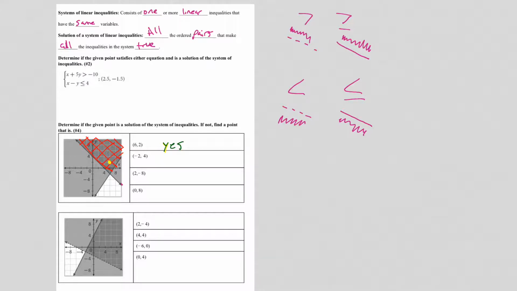How about negative 2, 4? So negative 2, 4 is right in here. So that's a no. What about 2, negative 8? That's down here. That's a no. And 0, 8. Right up there. That's a yes. So basically, for this ordered pair, it's true. For this ordered pair, it's true. And these two would be false.